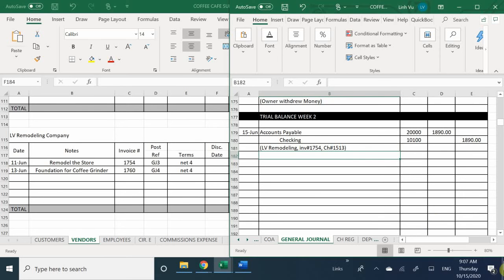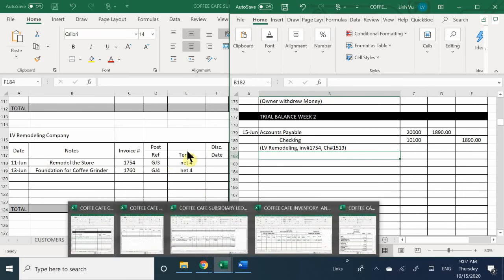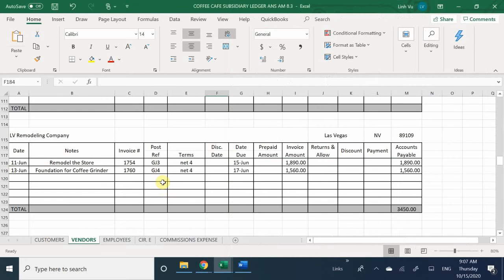Update the subsidiary ledger. Okay, Tennyson wants to update the subsidiary ledger. All right, so go ahead. Tell me how to update my subsidiary ledger. So put the date first. Okay, so we're going to do another line item. And check number 1513. Then the invoice number, 1754.